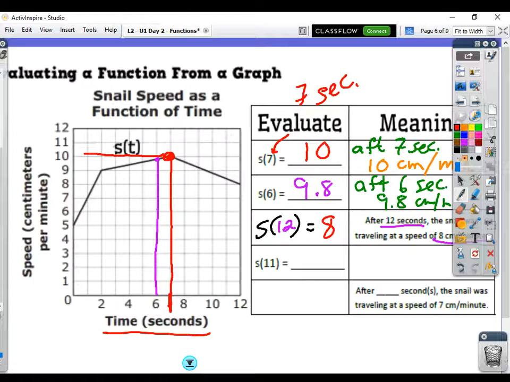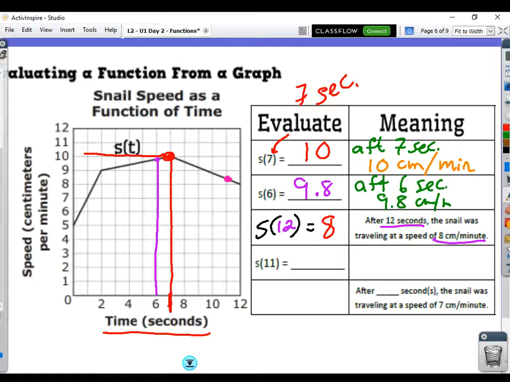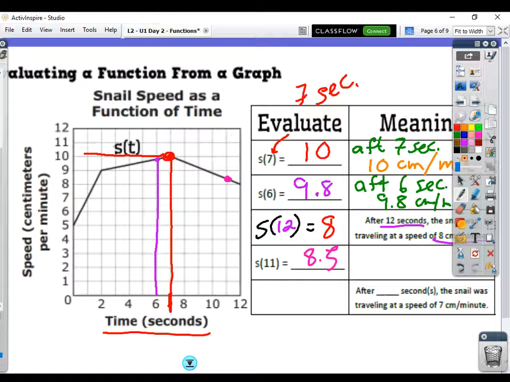The last two are pretty self-explanatory, same thing. s of 11, if we go over here to 11, is between 8 and 9. So I'm going to say it's about 8.5. Interpret that again. And then we can make one up. You can make up anything you'd like for this last one. I'm going to go with maybe the very beginning.